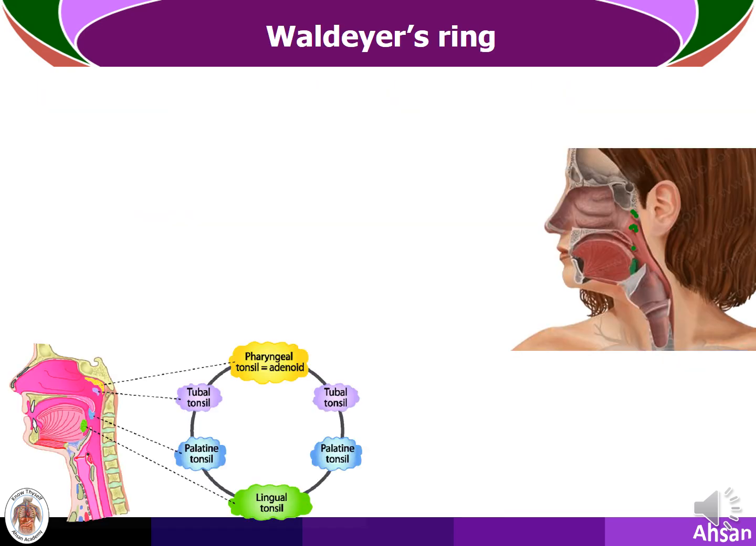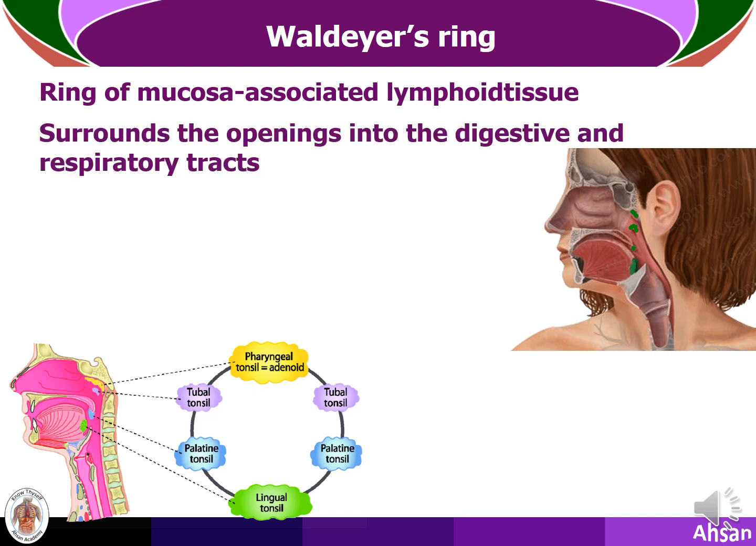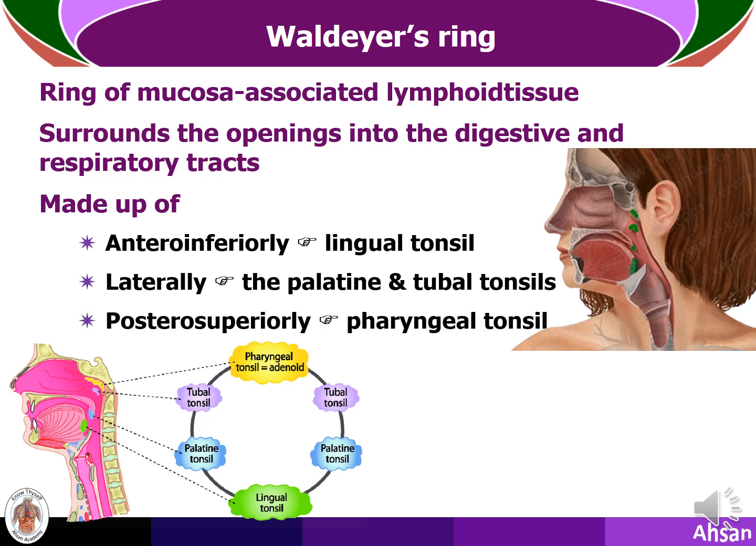Waldeyer's ring is an immunologically important structure. These are a series of tonsils situated around the entry points of the alimentary tract. The lymphoid tissue situated just under the mucosa accumulates there to form a series of tonsils that makes a ring around the initial part of the digestive and respiratory tract. They are made up of, anteriorly, the lingual tonsils series, then laterally the palatine and tubal tonsils, and posteriorly the pharyngeal or nasopharyngeal tonsil.